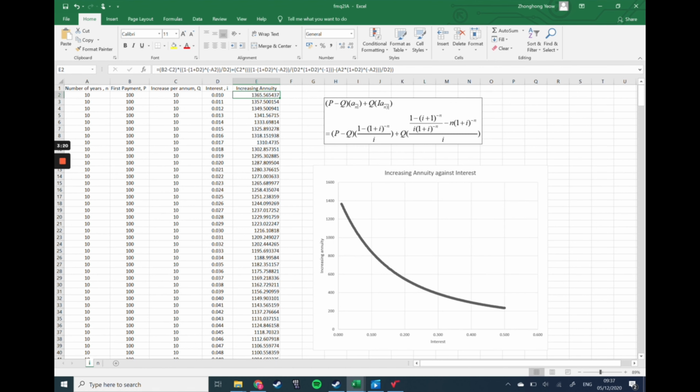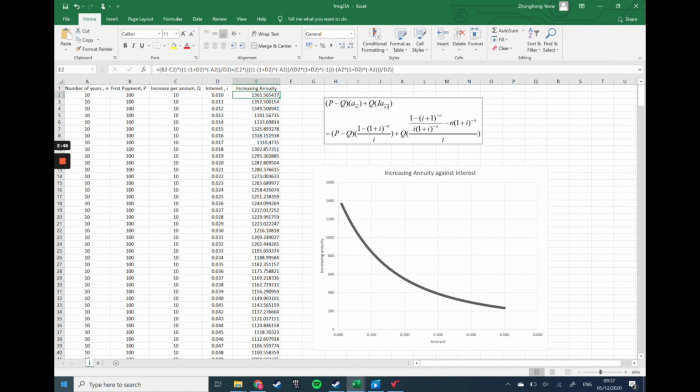We can see from the graph, where we input this data, that the increasing annuity decreases when interest increases. This is because we know that the future value equals the present value times (1 plus I) to the power of n number of years. So whenever the interest increases, the present value always decreases.